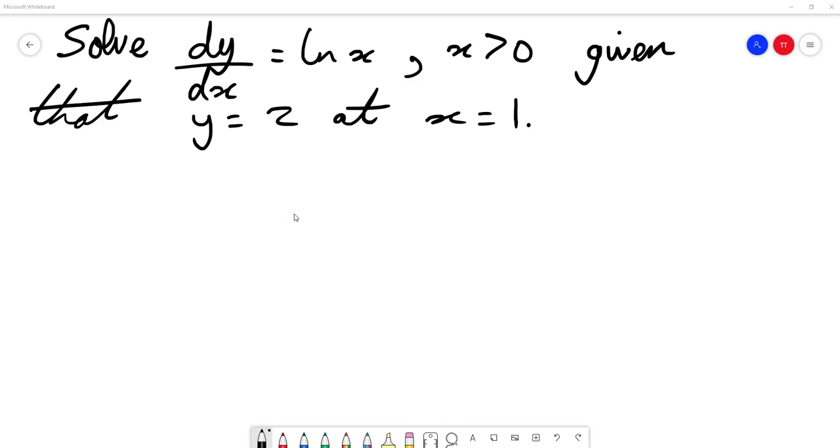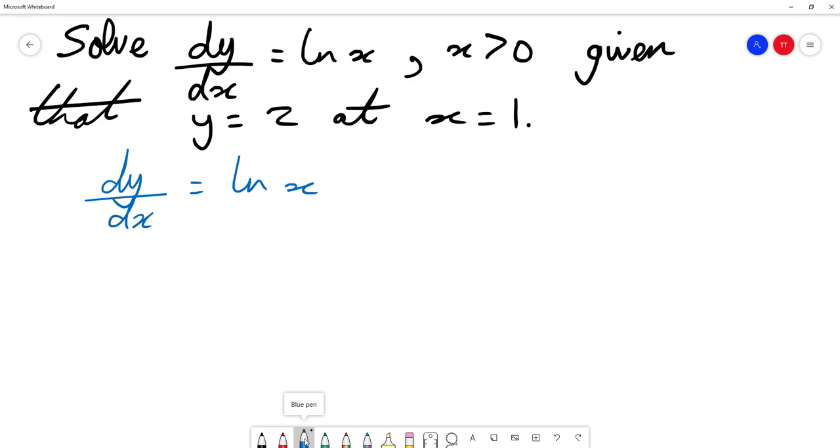In this video, we're going to look at how to solve a differential equation. So this question says dy/dx equals ln x, where x is positive, or x is greater than 0, given that y equals 2 at x equals 1. So what we're going to do, we say, okay, dy/dx is equal to ln of x.